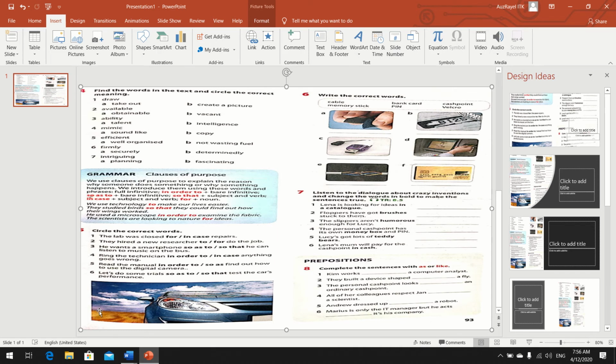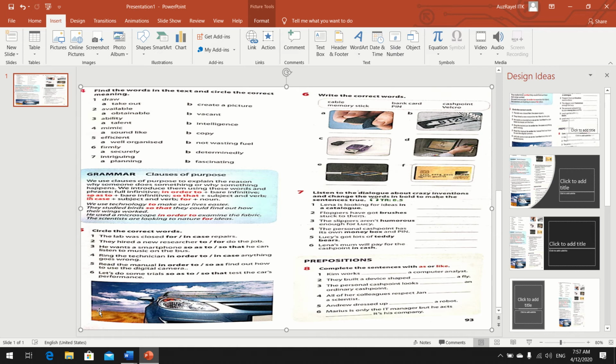A. Take out. Available. A. Obtainable. B. Vacant. A. Obtainable. Ability. A. Talent. B. Intelligence. A. Talent. Mimic. A. Sound like. B. Copy. B. Copy. Efficient. A. Well organized. B. Not wasting fuel. The answer is A. Well organized.